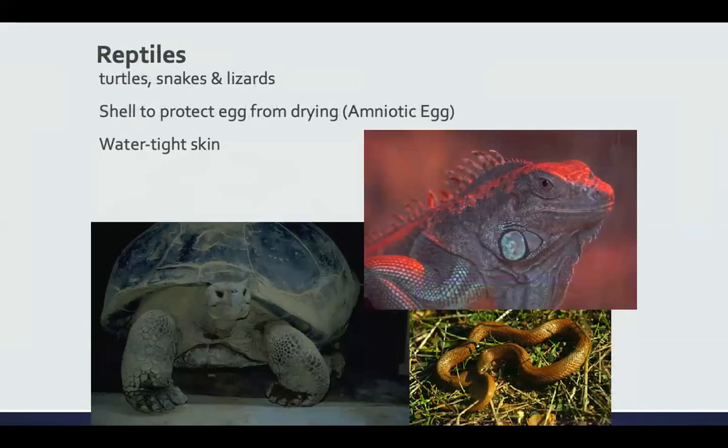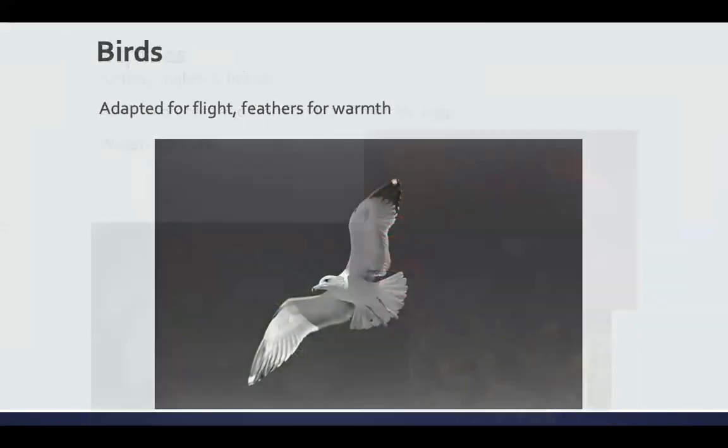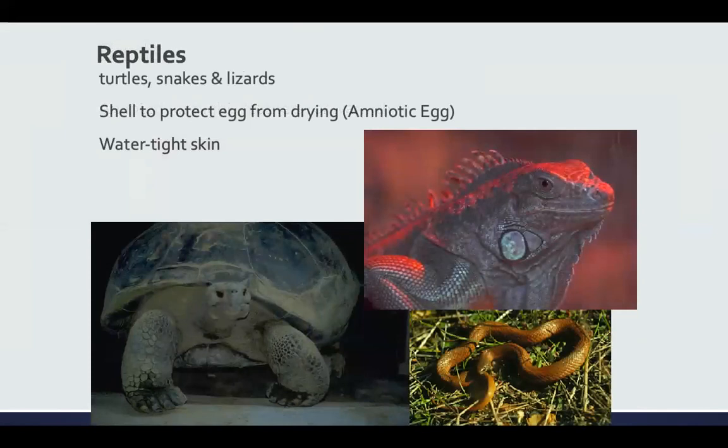Reptiles are turtles, snakes, and lizards. They have a shell to protect the egg from drying. We call this an amniotic egg. They have watertight skin to keep the water inside of them. They're cold-blooded, so you'll often see them sunbathing themselves on a rock.